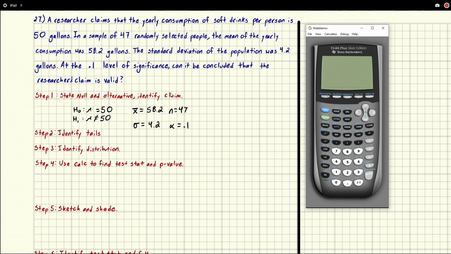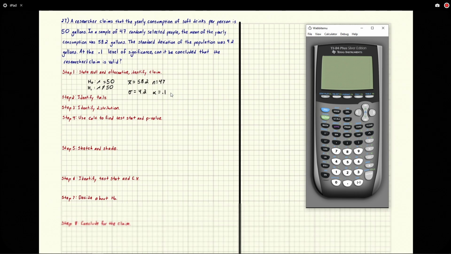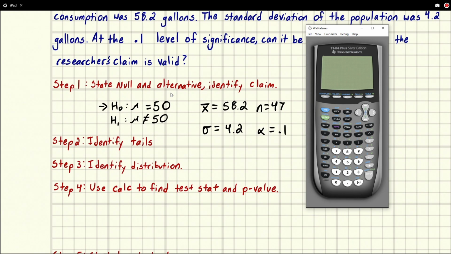All right, step 2, identify the tails. Well, to identify how many tails, we simply look at the alternative. Oh, we forgot something. We forgot to identify the claim. So for this one, let's look at this. I usually read the last sentence to tell what the claim is. Can it be concluded that the researcher's claim is valid? So, okay, what was the researcher claiming? Well, the researcher claims that the yearly consumption of soft drinks per person is 50 gallons. So that's the key right there. They're claiming that it is 50 gallons. So this makes our top one the claim.